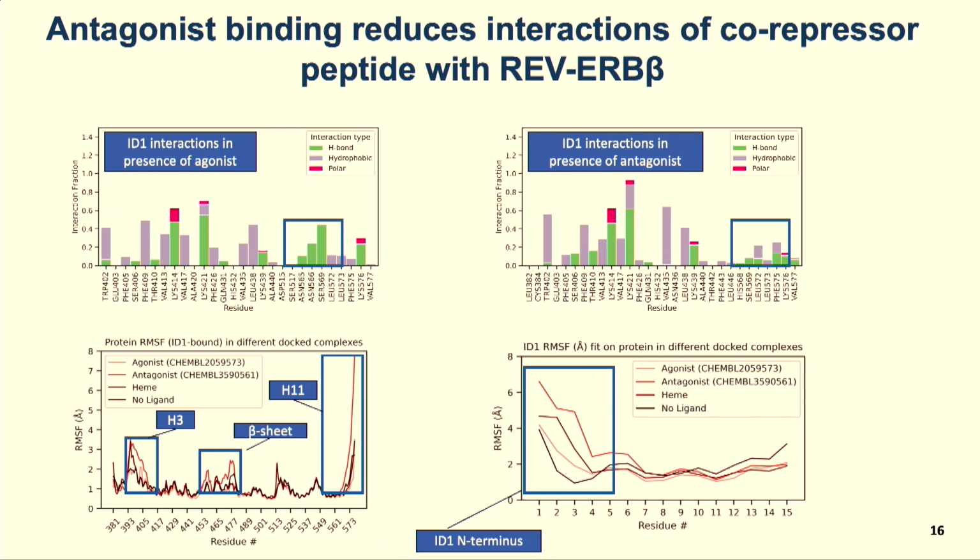Okay. We also quantified this based on simple RMSF measure between agonist, antagonist, heme, and non-ligand bound. And as you can see here, in case of antagonist, you have very high RMSF, that means very high flexibility. Whereas in case of both heme as well as agonist, you don't have that much flexibility, and it's more like a no ligand bound. All right.